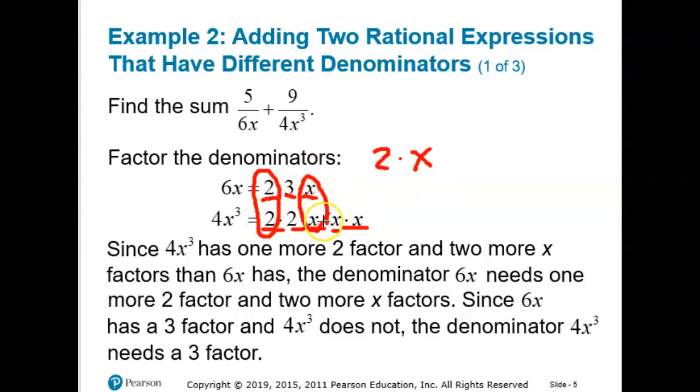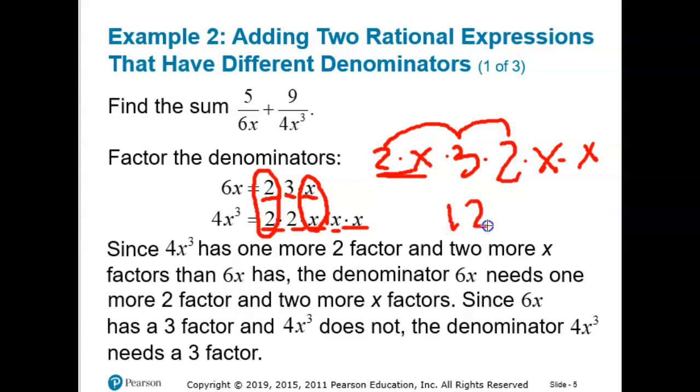These are already accounted for in both of these. Those not circled include a 3, a 2, an x, and an x. So these we found and we did not want to duplicate. All of these still need to be included. So what is 2 times 3? 6 times 2 is 12. x times x times x is x cubed. So we know that we are looking at a common denominator of 12x cubed.